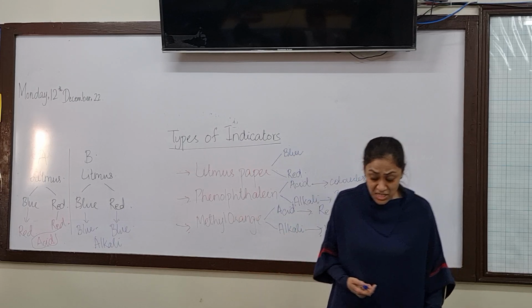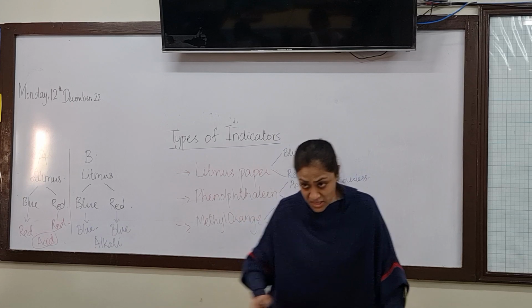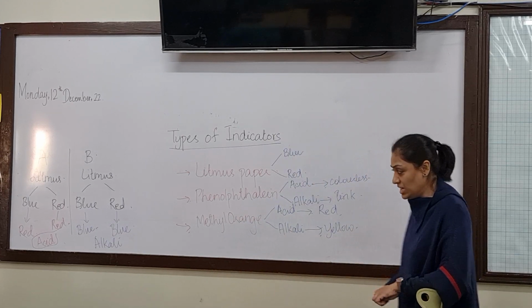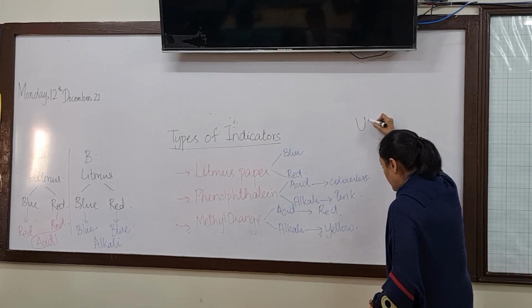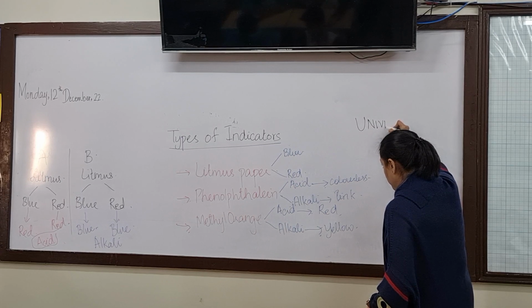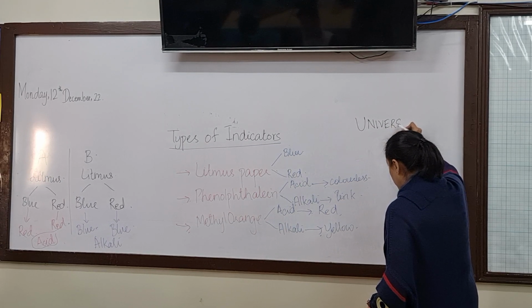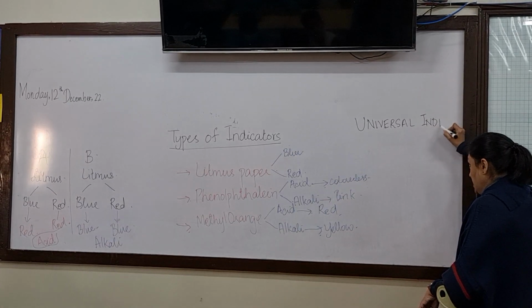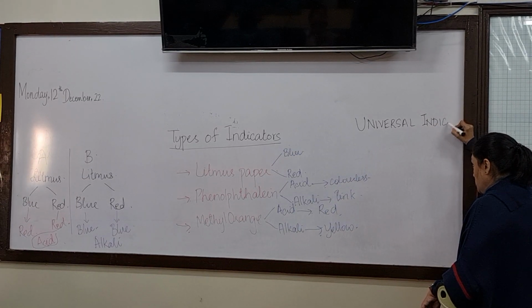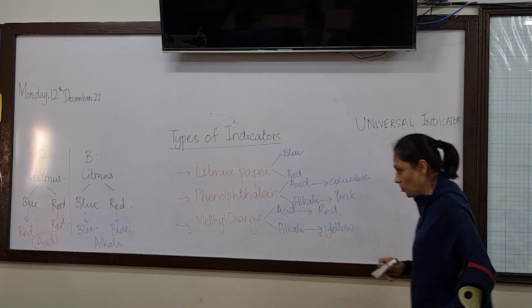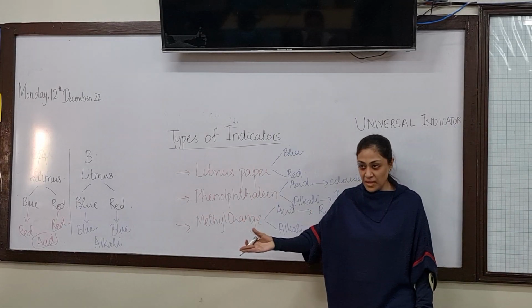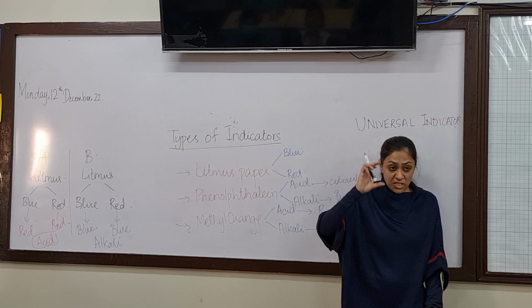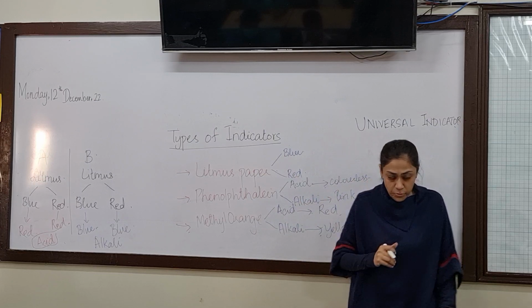There is an indicator which is known as universal indicator. And what does this universal indicator do? ये आपको range of numbers दे देता है. किस तरह से देता है? There is a strip, that is a yellow colored strip होती है.